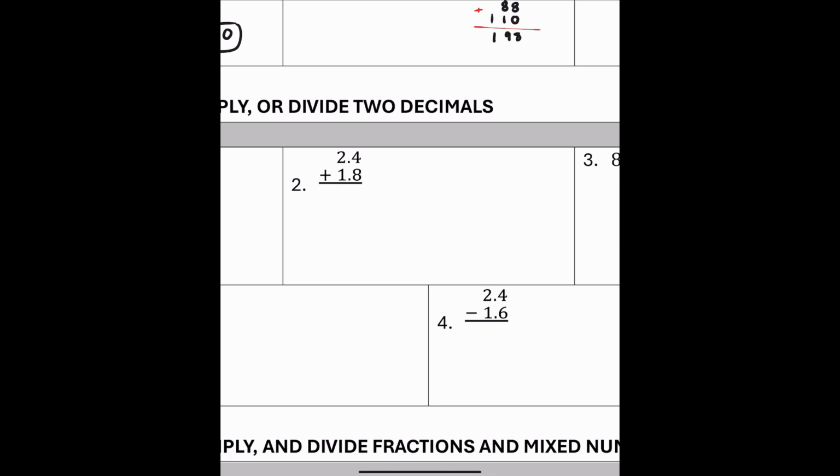Number 2, we have 2.4 plus 1.8. Okay, so whenever we add or subtract decimals, we need to make sure that the decimals are lined up together, which they are. And then we're going to go ahead and add straight down. So we have 4 plus 8. Okay, so 4 plus 8 is 12. And I'm going to carry the 1. And then we have 1 plus 2 plus 1, that's 4. And now we're just going to shoot the decimal straight down like that. So the answer is 4.2.